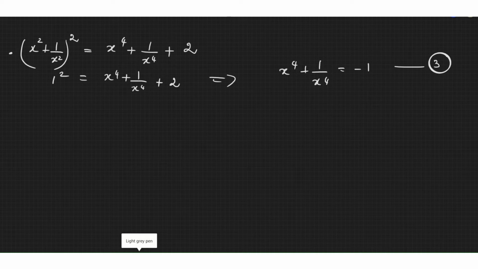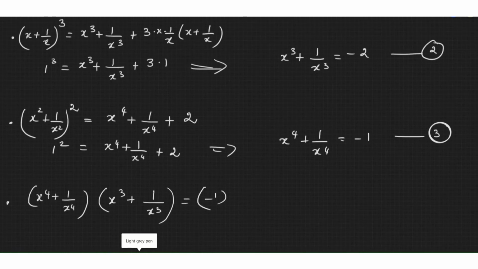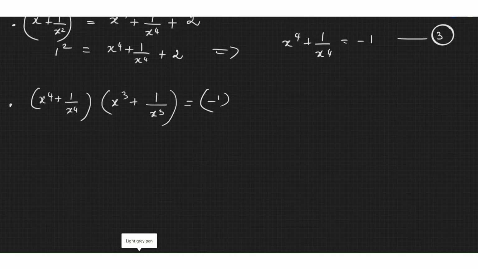So in order to get x to the 7th, let us multiply x to the 4th plus 1 over x to the 4th and x cubed plus 1 by x cubed. We got x to the 4th plus 1 by x to the 4th as negative 1, and we got the value for x cubed plus 1 by x cubed as negative 2. So negative 1 and negative 2 when you multiply, that is 2.